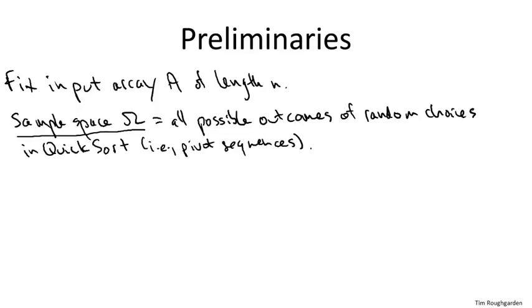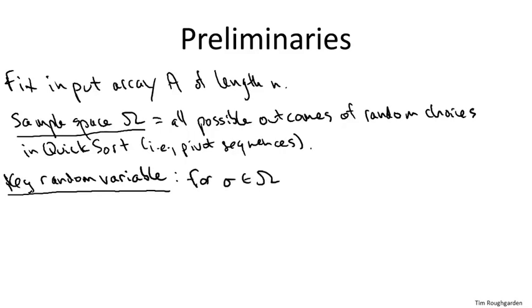Now, the whole point of this theorem, proving that the average running time of quicksort is small, boils down to computing the expectation of a single random variable. So here's the random variable we're going to care about. For a given pivot sequence, remember that random variables are real-valued functions defined on the sample space. So for a given point in the sample space, or pivot sequence sigma, we're going to define capital C of sigma as the number of comparisons that quicksort makes.